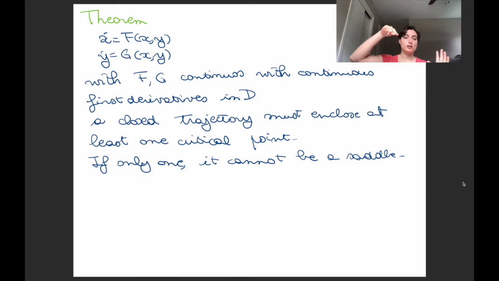we know that a closed trajectory, that means something that closes up on itself, must enclose at least one critical point. That means that if you have a periodic orbit, inside the area determined by the periodic orbit, you have at least one critical point. On top of that, if there is only one, not more than one, you cannot have a saddle. That means it must be either asymptotically stable or asymptotically unstable. It cannot be this middle ground in which some things are drawn towards it and some things are drawn away from it.